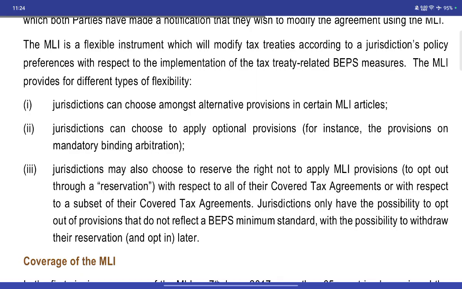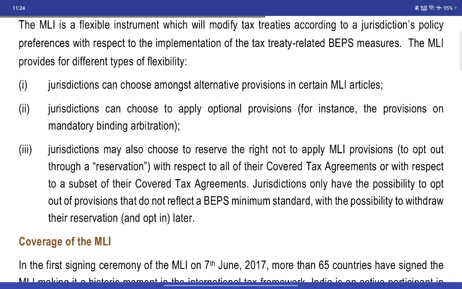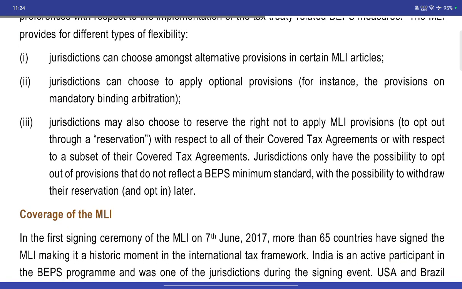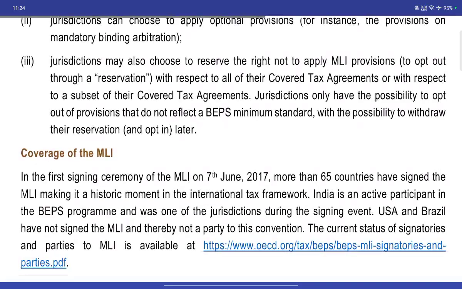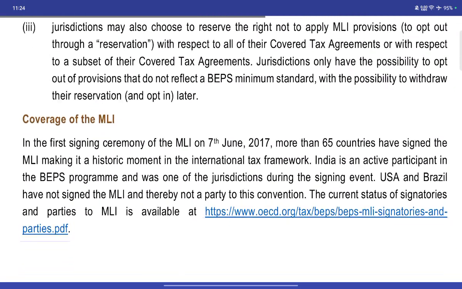The multilateral instrument provides different types of flexibility. A jurisdiction can choose among alternative provisions as per the multilateral instrument articles. The jurisdiction can apply optional provisions, for instance, the provision on mandatory binding arbitration. A jurisdiction can also choose to reserve the right not to apply an MLI provision, to opt out through a reservation. In respect of all covered tax agreements or sets of covered tax agreements, the jurisdiction only has a possibility to opt out of provisions that do not reflect the BEPS minimum standards, with the possibility to withdraw the reservation and opt in later.